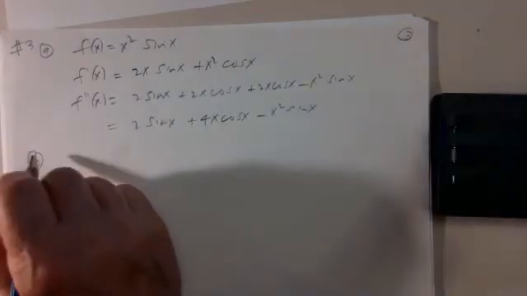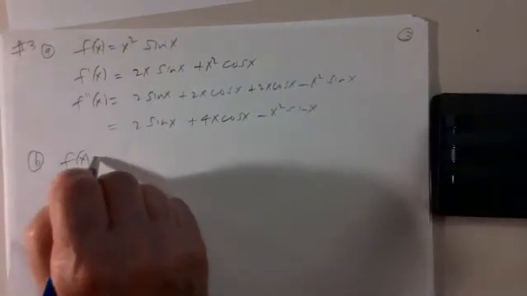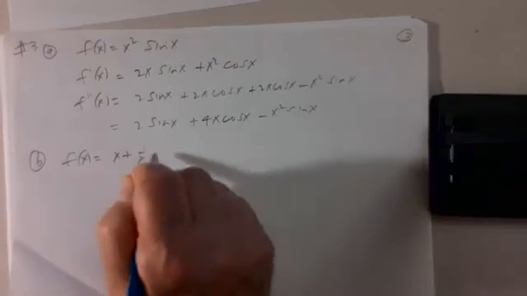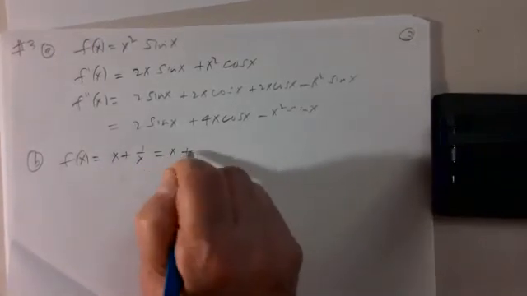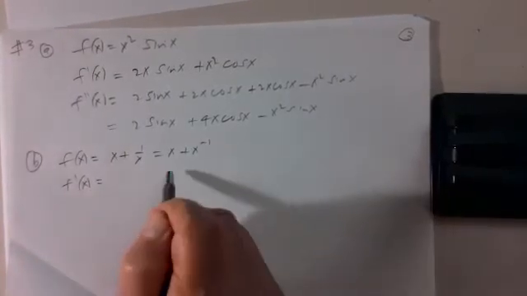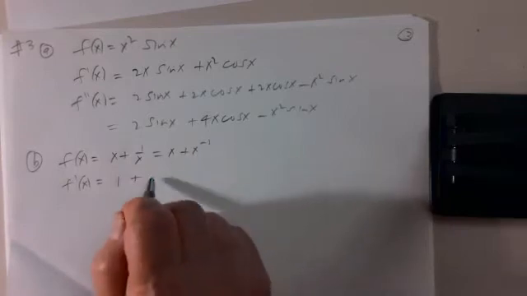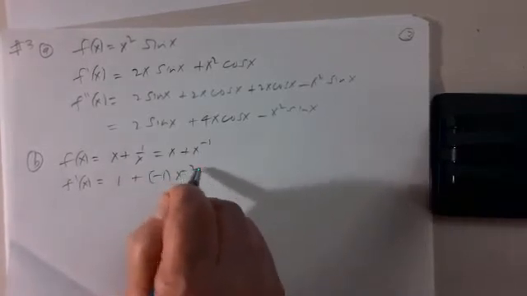In part B, we want to compute a third derivative. We have the function f of x equals x plus 1 over x, which is like x plus x to the power minus 1. The first derivative, the derivative of x, is 1, and the derivative of x to the minus 1 is minus 1 x to the minus 2.